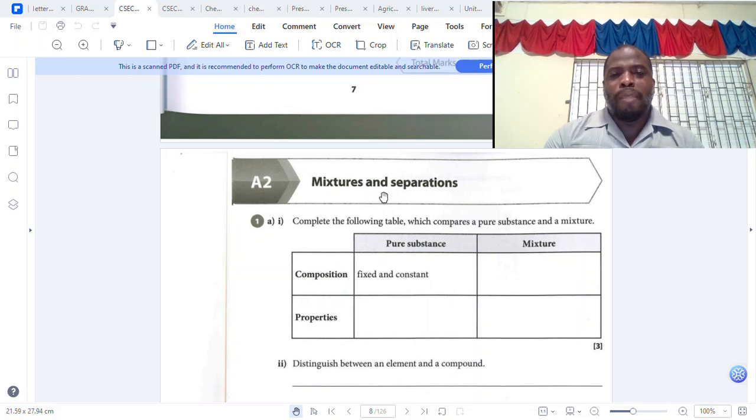Properties. The properties are fixed and constant. And as I said before, if you have a boiling point for water, once it is pure water, another person who has pure water as well, it should be the same. That's one way of trying to figure out if a substance is pure. We normally look at the boiling and the melting point. And when something isn't pure, we say that it contains impurities.